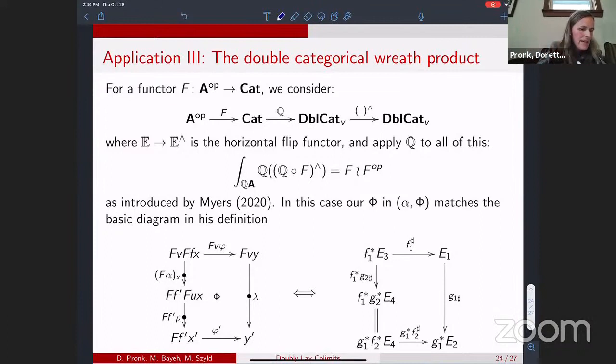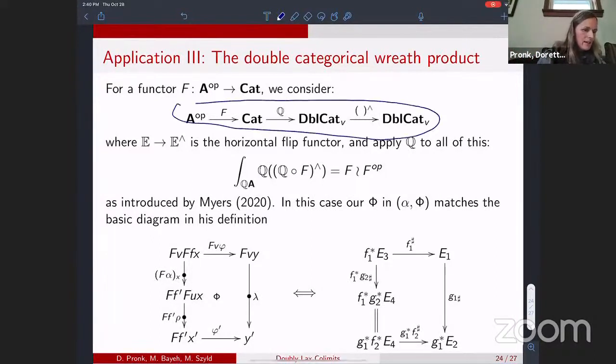The reason for that is that with this way, when we now do Q of the whole thing, we get a chance to have things flipped in one direction compared to the other. So if you take Q of this whole thing, then we have a double indexing functor from QA to Q double Cat V. And this is giving us precisely the read product as David introduced it.